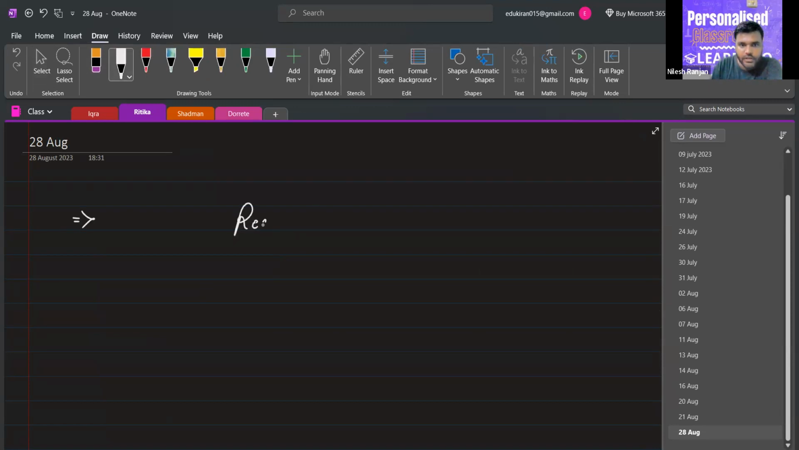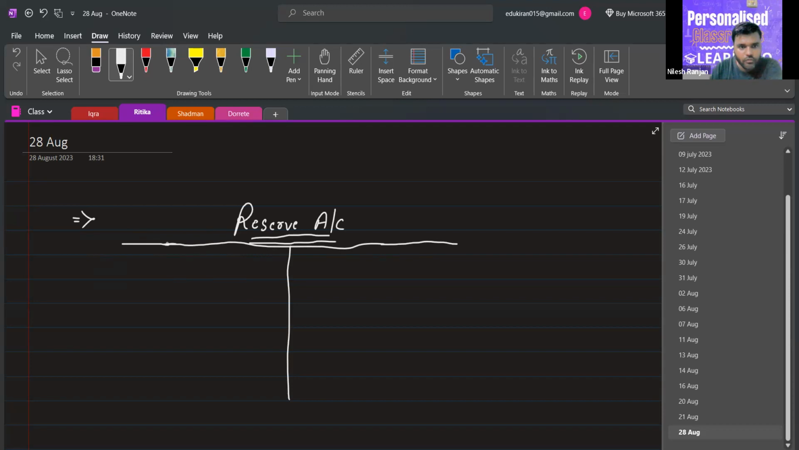This is reserve account. Now, in this account, the reserve account or accumulated profit account always has a credit balance. Let's say 10,000. And now, if you want to close this account, what do we have to do? Close means there will be no balance in this.